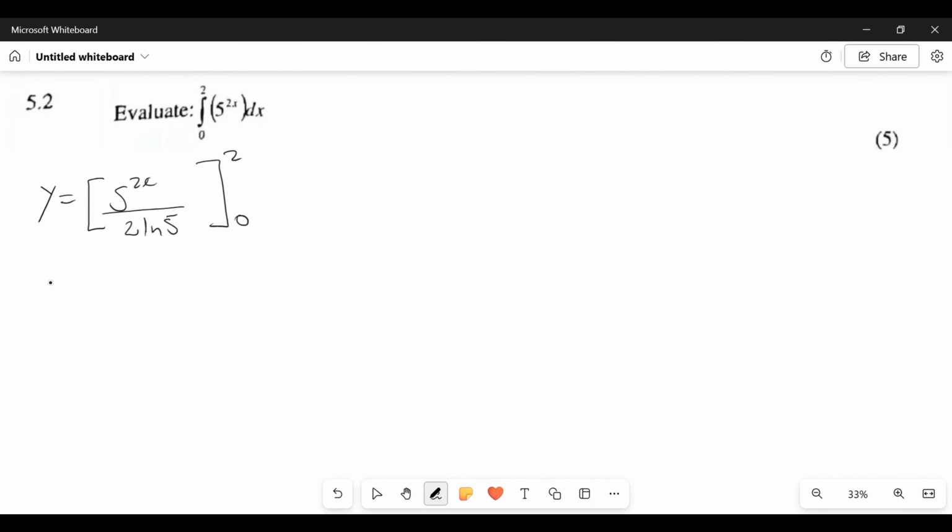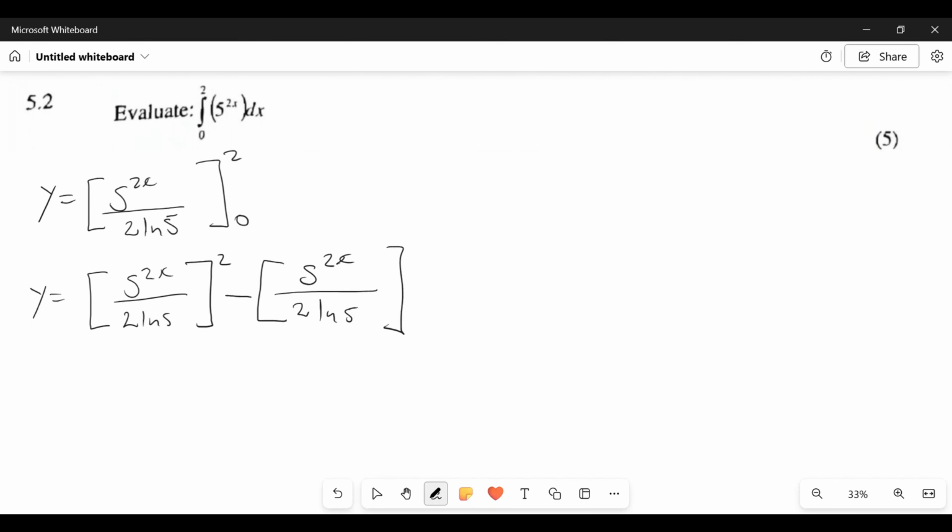So after doing this integration, we have to subtract now. We have to subtract the bracket of the upper limit with the bracket of the lower limit, right? So let's do this. We're going to create another bracket of the lower limit with the same integral. So we have 5 to the power of 2x divided by 2 ln 5, and then here we're going to write the lower limit. Remember guys, these are not powers, these are just limits.